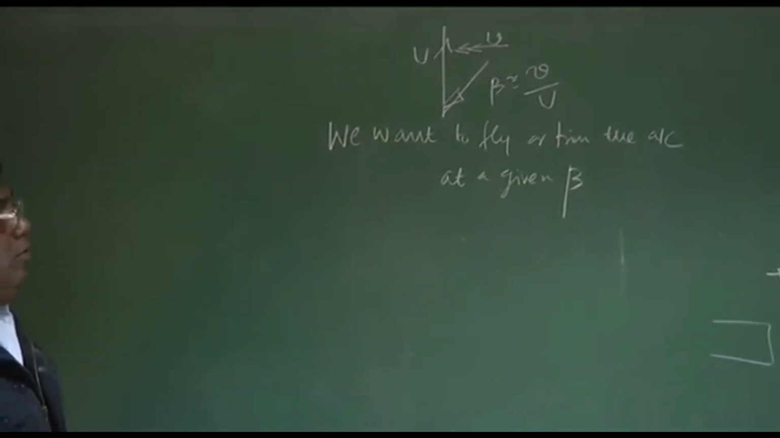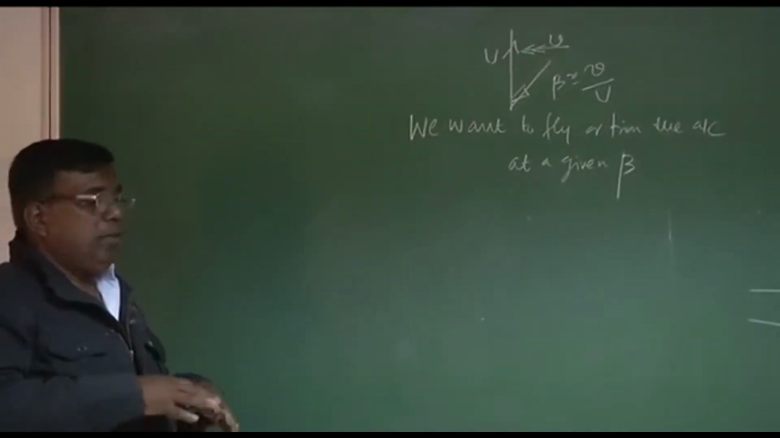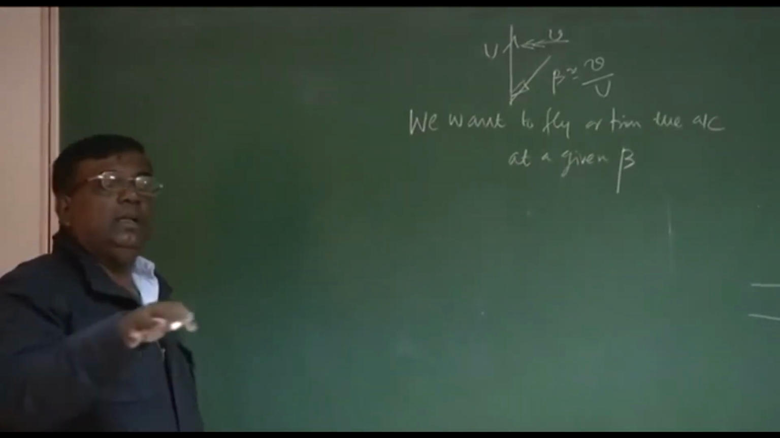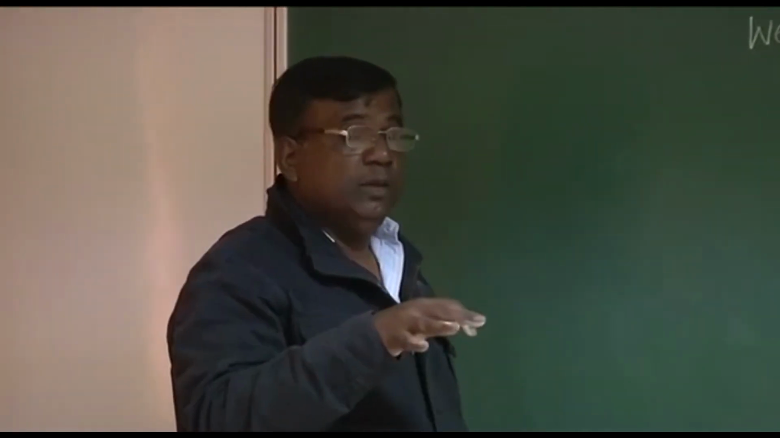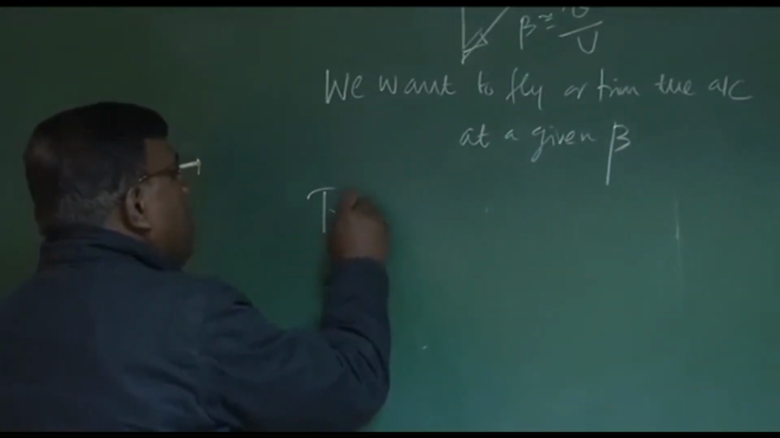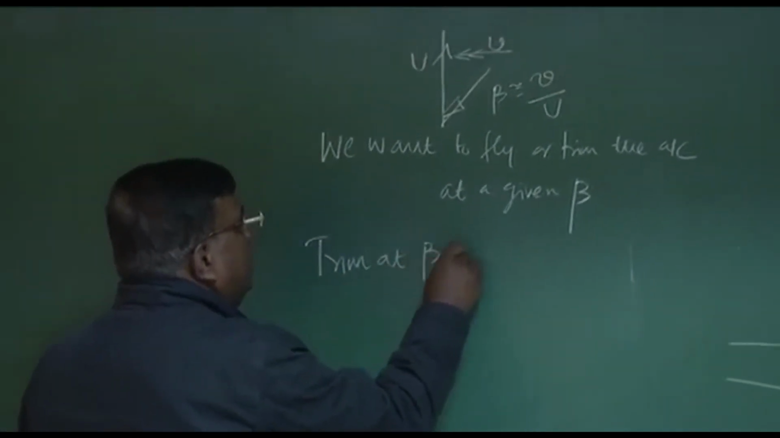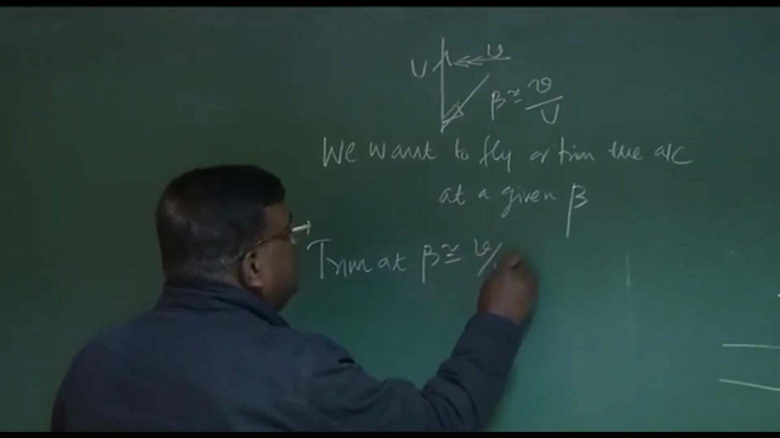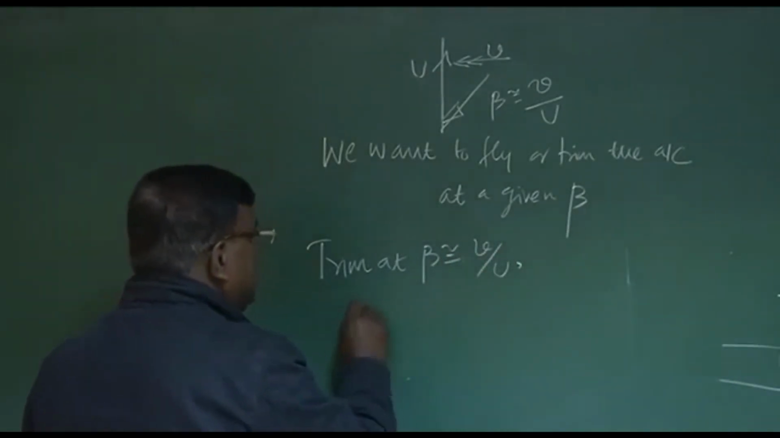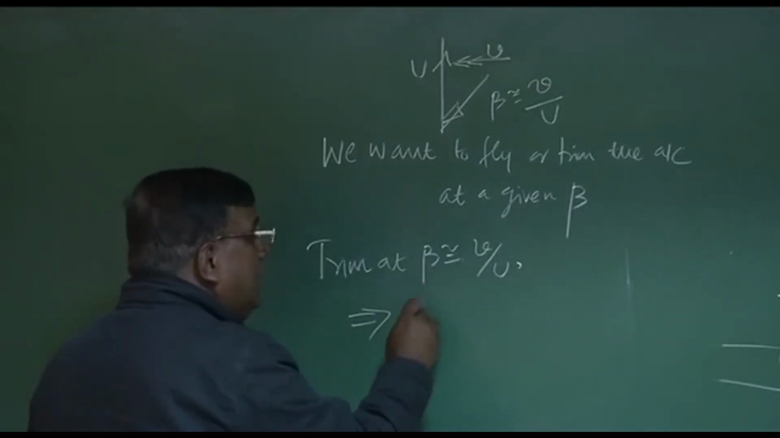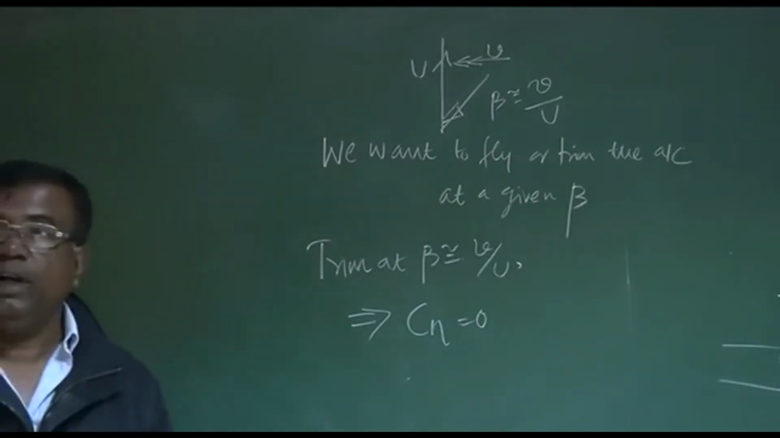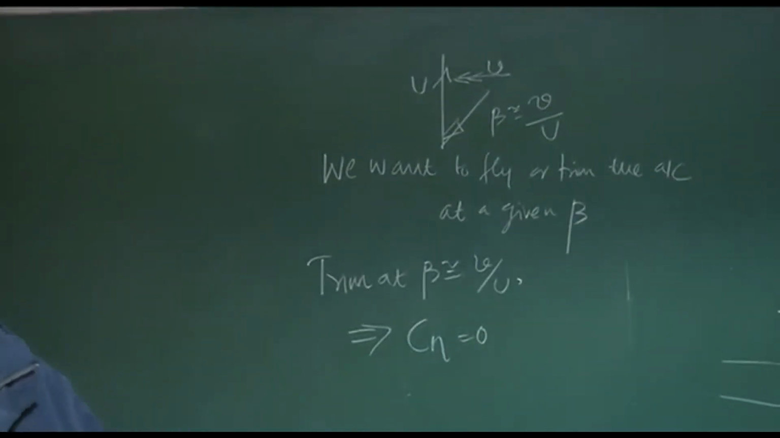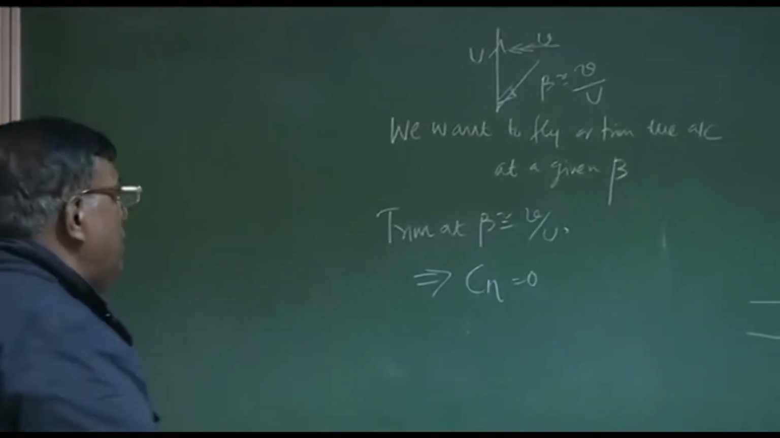So what will be my configuration such that my whole directional control is activated? That is, I will fly in such a way that Cn will be 0. Trim at beta equal to v by u, right? Means at this beta, Cn should be equal to 0. Like when I say trim at alpha, what do you say? Cm must be 0. Trim. No Cm should be available there.